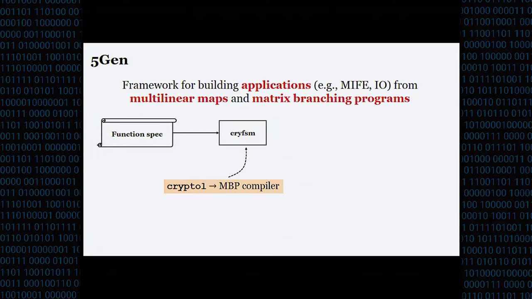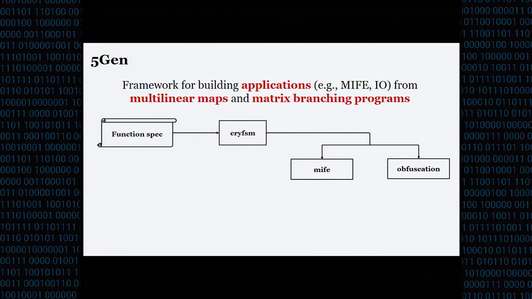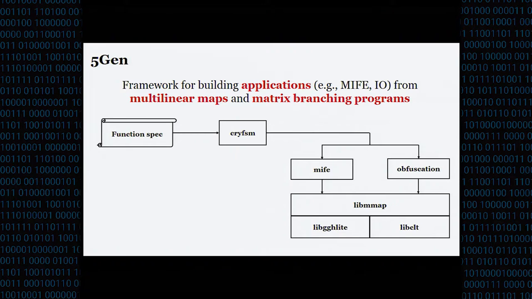We then build a compiler that compiles from Cryptol to matrix branching programs, CryFSM. And I'll get into exactly what matrix branching programs and multilinear maps are later in the talk. Now, given a matrix branching program compiled from the Cryptol specification, we can then input those into one of our two applications. These applications are built on top of multilinear maps, and we build a library to wrap around different implementations of multilinear maps.